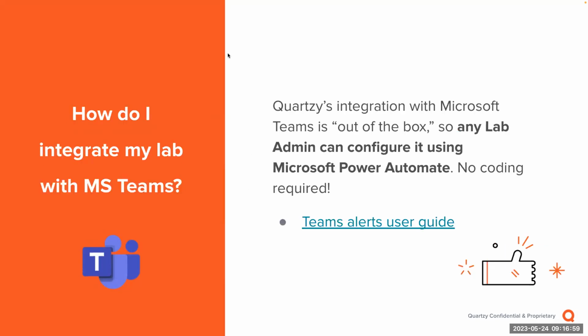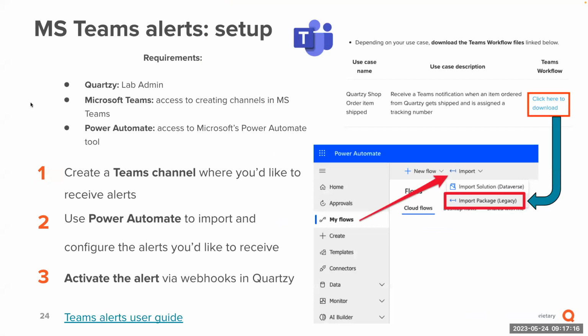So integrating with Microsoft Teams, again, it's not out of the box, or I'm sorry, it is out of the box. So any lab admin can configure it. You'll just need to use Microsoft Power Automate. No coding required, but we'll go over this process a little bit here. So the requirements, again, you'll just want to be a Quartzy lab admin, and you'll need access to creating a channel in Teams, and you'll also need access to Power Automate.